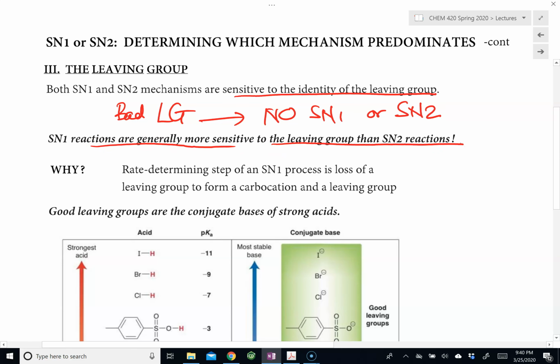And the reason why is that the rate determining step of an SN1 mechanism is the loss of the leaving group. That is its rate determining step. So therefore, in order for it to undergo SN1 mechanism, we need the leaving group to be able to leave. So therefore, it is much more sensitive to the identity of the leaving group.